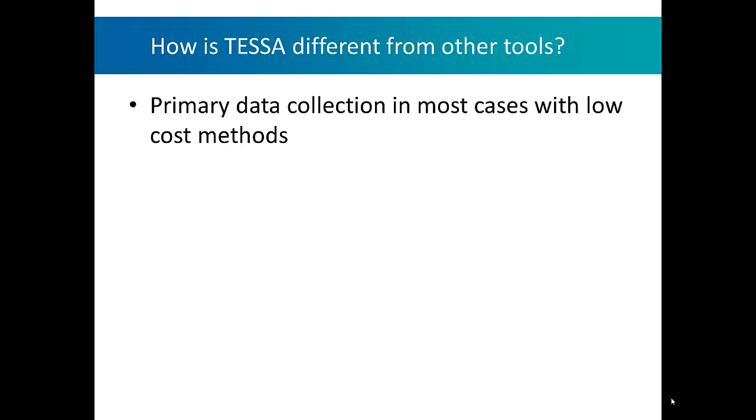So you're probably interested to know how this is different from some of the other tools that are available. Firstly, it focuses very much on primary data collection so that the locally relevant data can be gathered and applied. However, it also provides methods if people are unable to collect data in the field that allow people to use existing data and benefits transfer where appropriate.